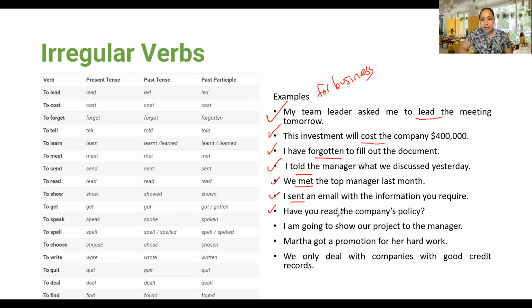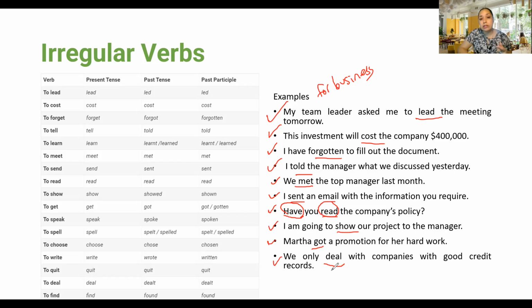Have you read the company's policy? Actually, this is past participle, and I need to point out the have. Have you read the company's policy? I am going to show our project to the manager. Marta got a promotion for her hard work. We only deal with companies with good credit records.